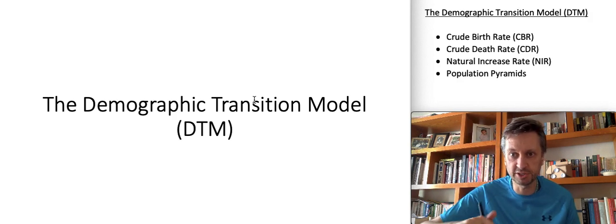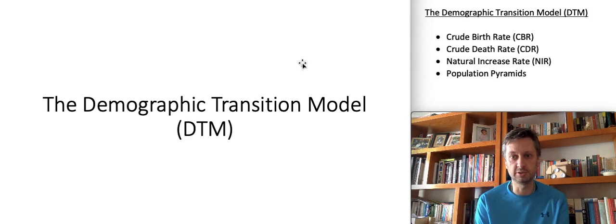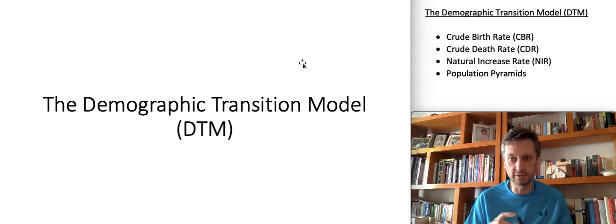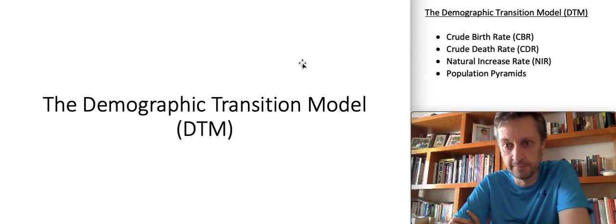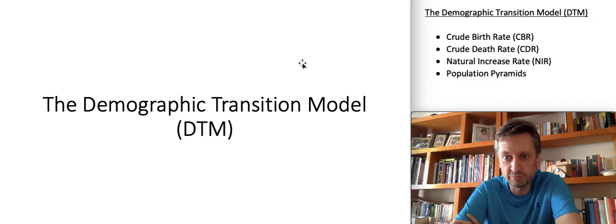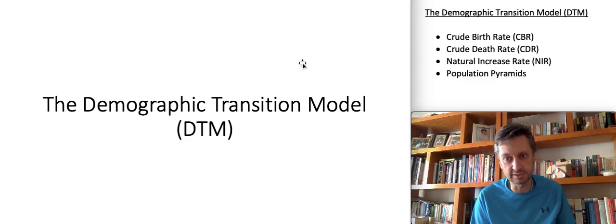And we talk about how it changes in basically three ways, as you can see above my head. We'll refer to change in terms of the crude birth rate, the crude death rate, and the natural increase rate. And then later on, we'll combine everything with population pyramids. So basically, this model is combining all the things we've looked at in the previous three videos: population statistics, population change, and population pyramids.